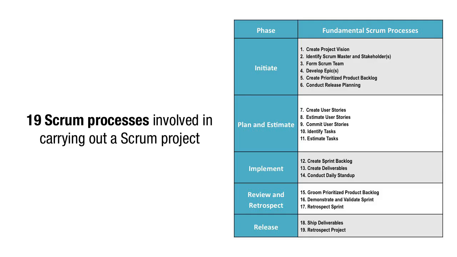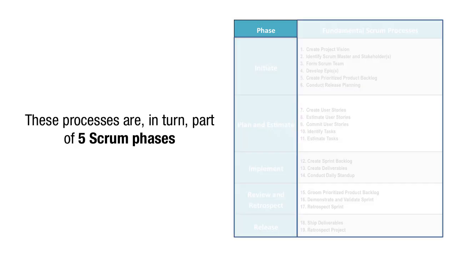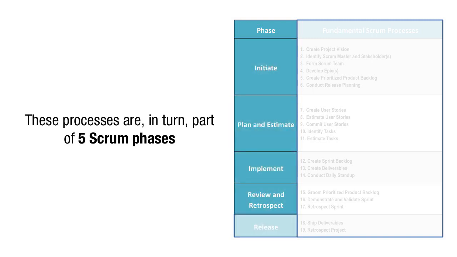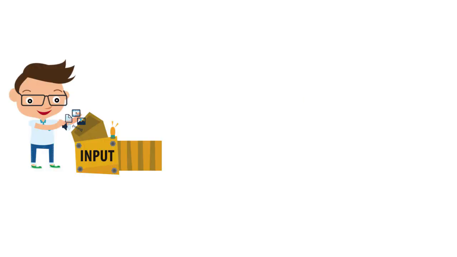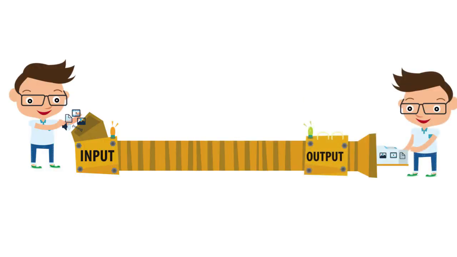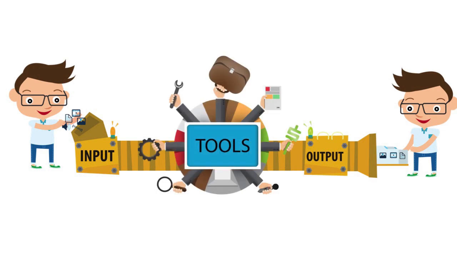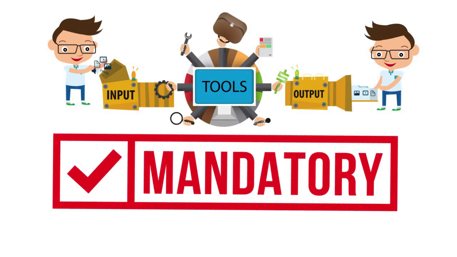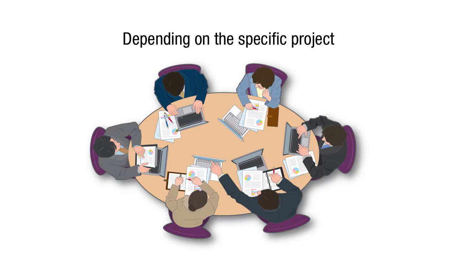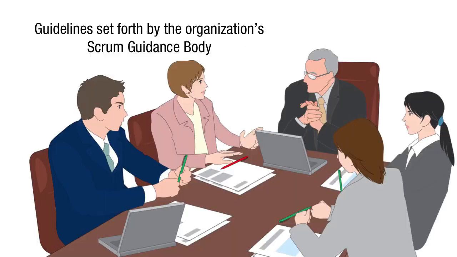Chapters 8 to 12 cover the 19 Scrum processes involved in carrying out a Scrum project. These processes are, in turn, part of 5 Scrum phases, which are initiate, plan and estimate, implement, review and retrospect, and release. The phases detail the associated inputs and outputs of each process, as well as the various tools that may be used in each. Some inputs, tools, and outputs are mandatory and are indicated as such with asterisks. Others are optional, depending on the specific project, organizational requirements, and/or guidelines set forth by the organization's Scrum Guidance Body, or SGB.